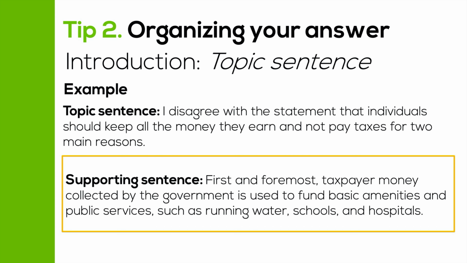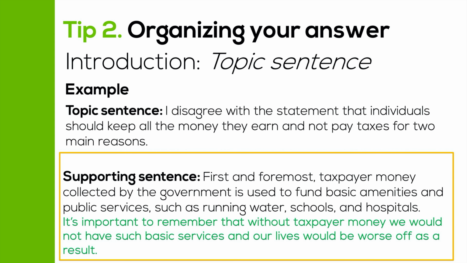So my first supporting sentence is clearly related to my topic sentence, and it provides further information to support my topic sentence. You could also include some more information, just like this. It's important to remember that without taxpayer money, we would not have such basic services and our lives would be worse off as a result. So those were an example of a topic sentence and one supporting sentence. Usually in an essay you will have more than one supporting sentence.